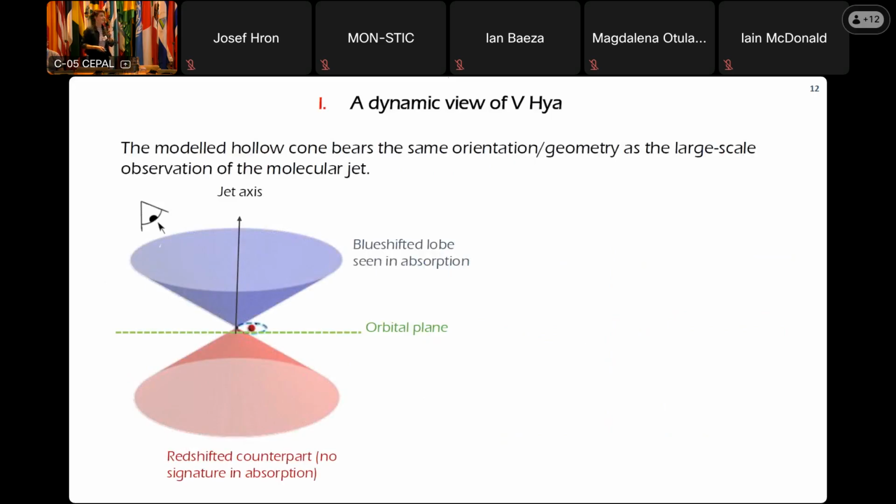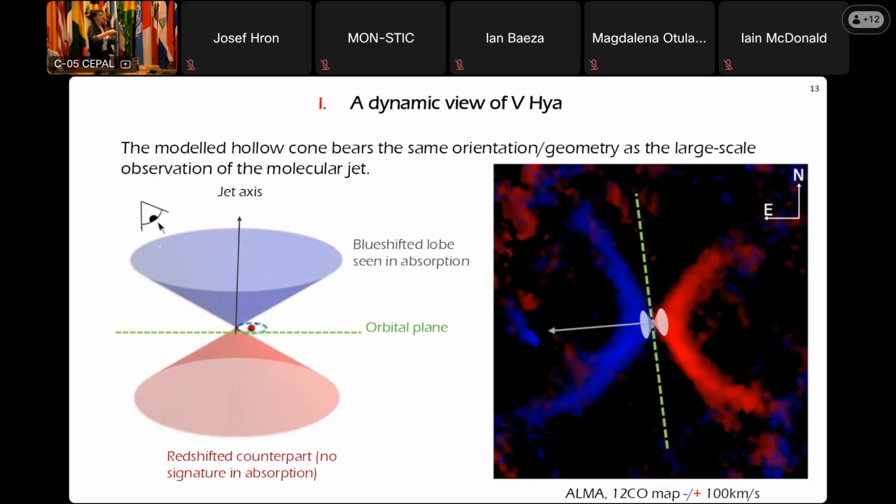Combining this picture from spectroscopic monitoring and this dynamical picture of the system with the orbital inclination that we have, we can link this to the shape at large scale that we see in the molecular line. So we have a consistency in the velocity and in the axis direction between this jet that we derive from the spectral line and the large-scale morphology in the molecular line with ALMA. So that's the first part, the temporal constraint on the gas and the orbit.